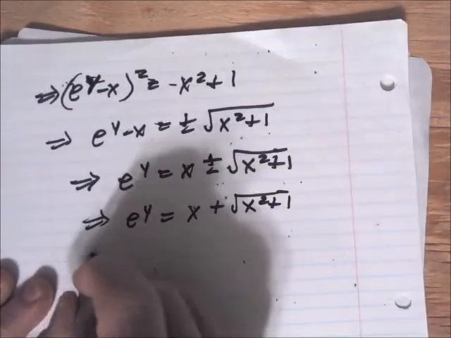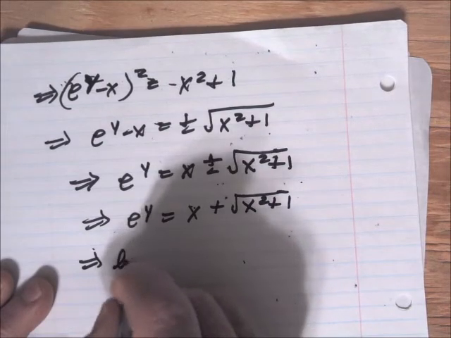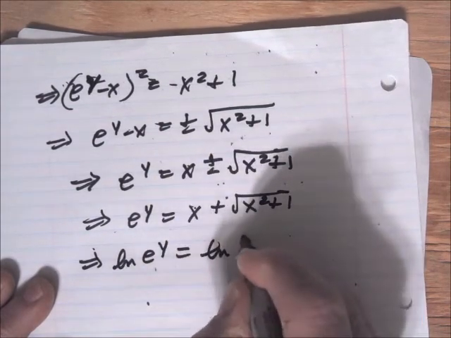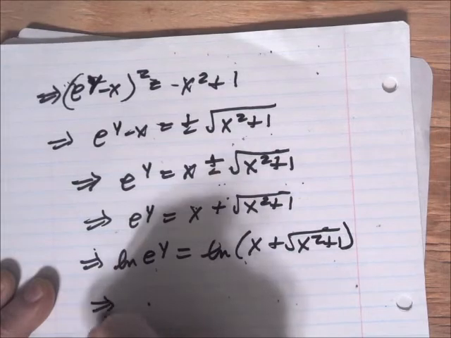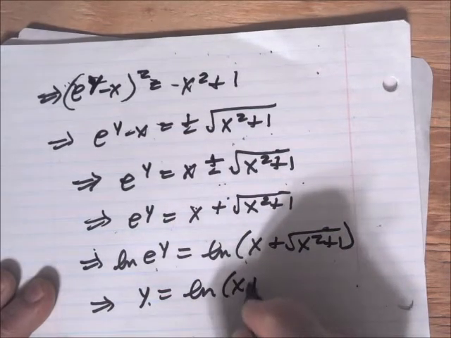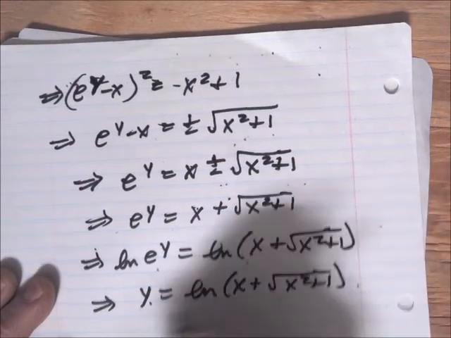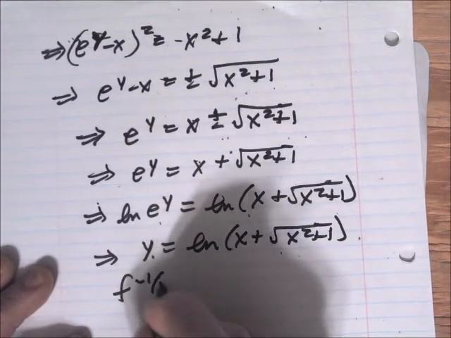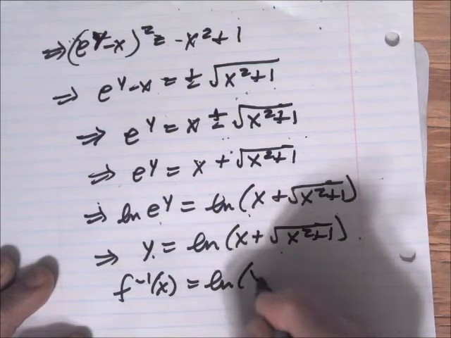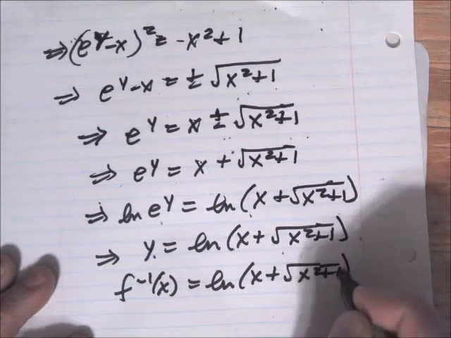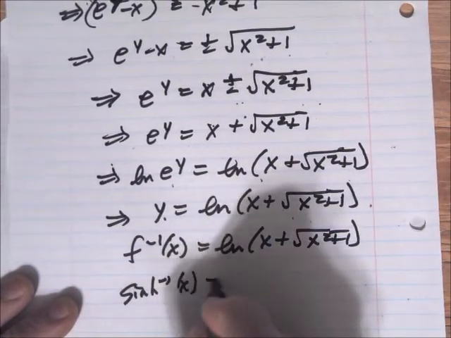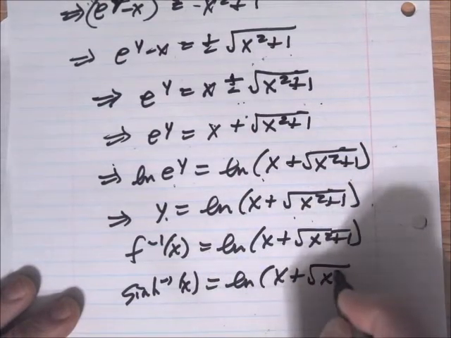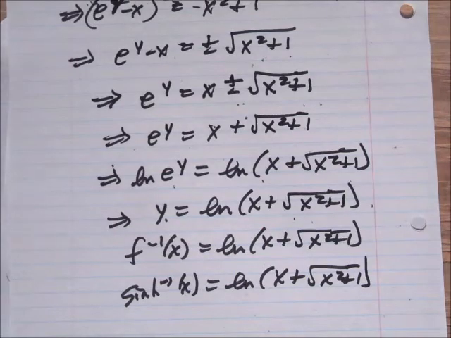And then take the natural log of both sides. ln e to the y is equal to ln of x plus the square root of x squared plus 1. ln and e cancel. You have y equals ln of x plus the square root of x squared plus 1. So that means that f inverse of x is ln of x plus the square root of x squared plus 1. Or in terms of sinh inverse, it is ln of x plus the square root of x squared plus 1. Okay, so that's the formula for the sinh inverse.